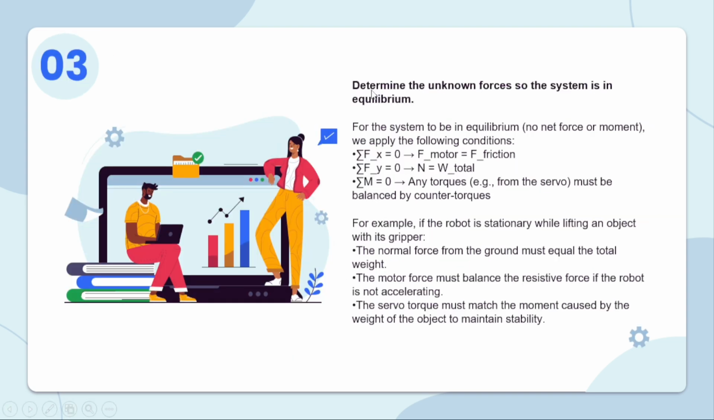And the last question, determine the unknown force so the system is in equilibrium. For the robot to be in equilibrium, all forces and moments must balance. For example, if the robot is stationary while lifting an object with its gripper, the normal force from the ground must equal the total weight. The motor force must balance the resistive force if the robot is not accelerating. The net torque must be zero, matching the moment caused by the weight of the object, to maintain stability.